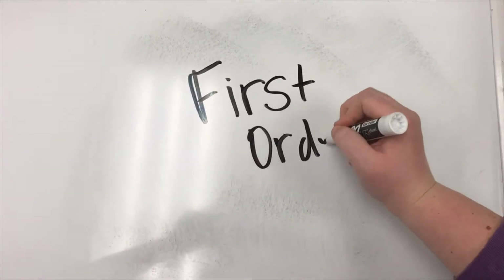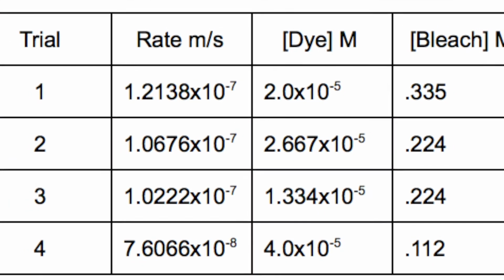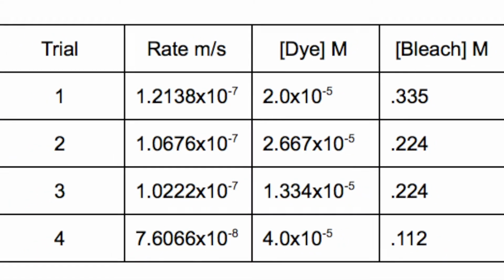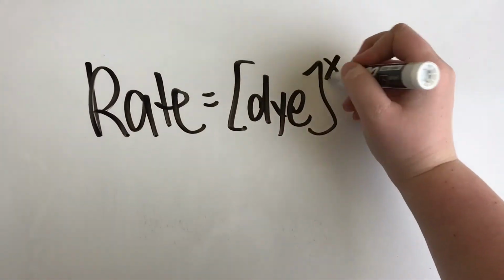To calculate the order of the bleach, we varied the concentrations of dye and bleach, and plugged these values into the method of initial rates equation. By using this calculation, we determined the order of the bleach to also be 1.